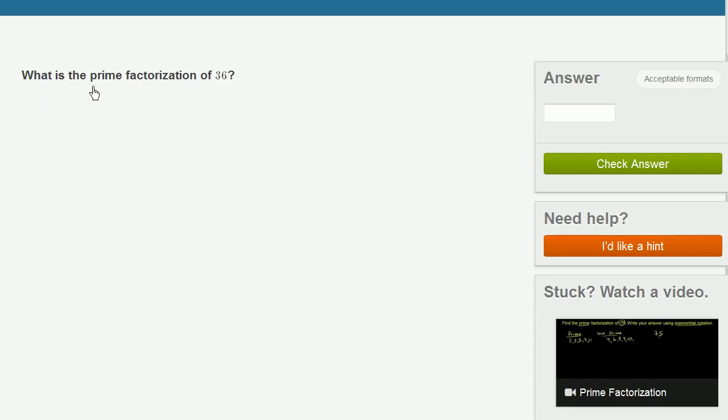We're asked, what is the prime factorization of 36? Let me get my little scratch paper out. So the prime factorization of 36. Let's start with the smallest prime number we know, and that is 2, and think about, does 2 go into 36?